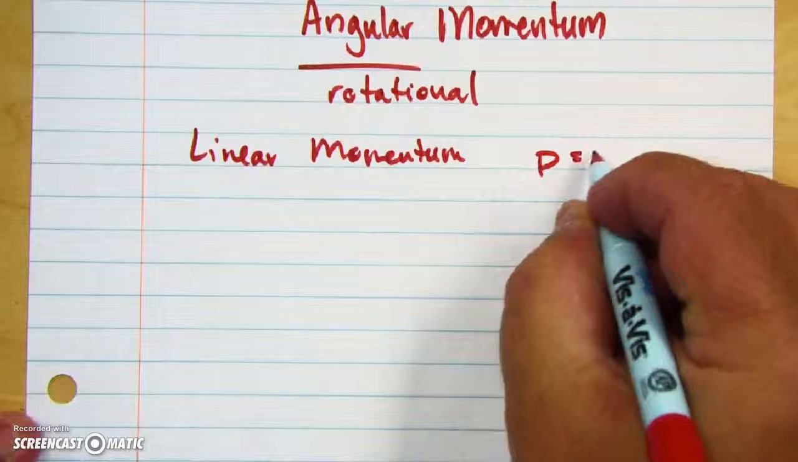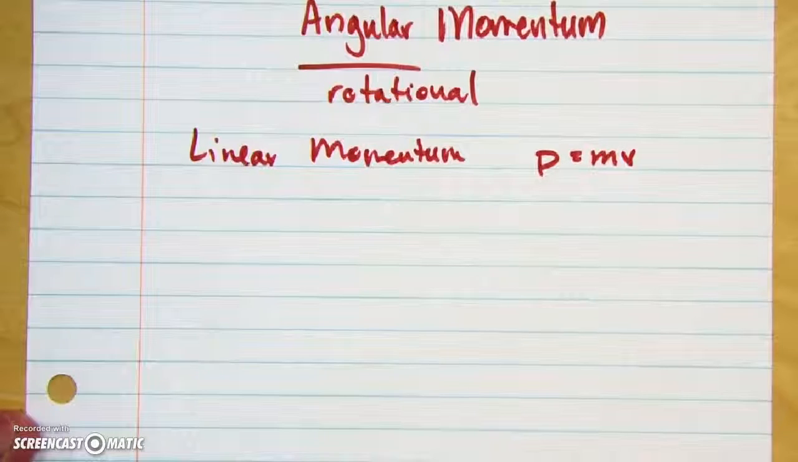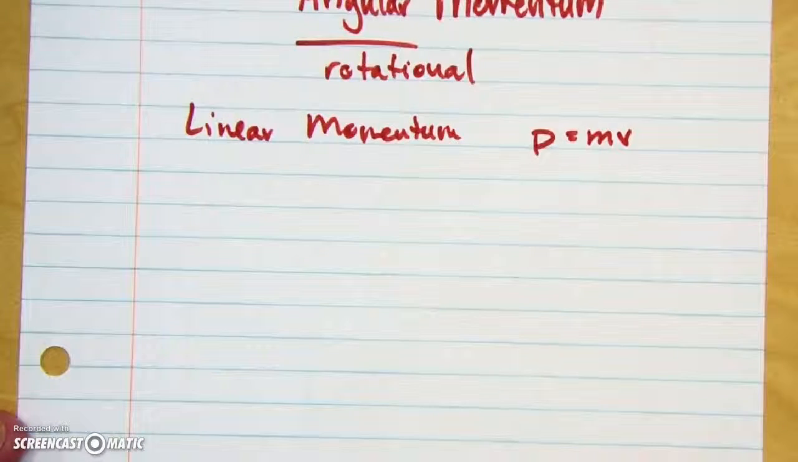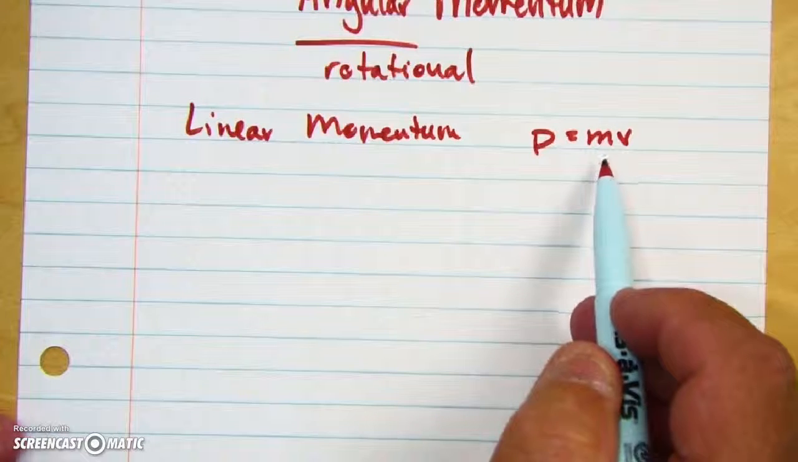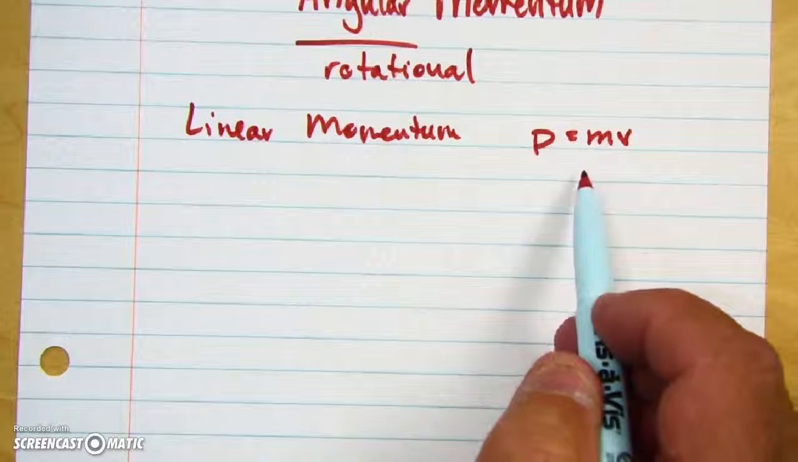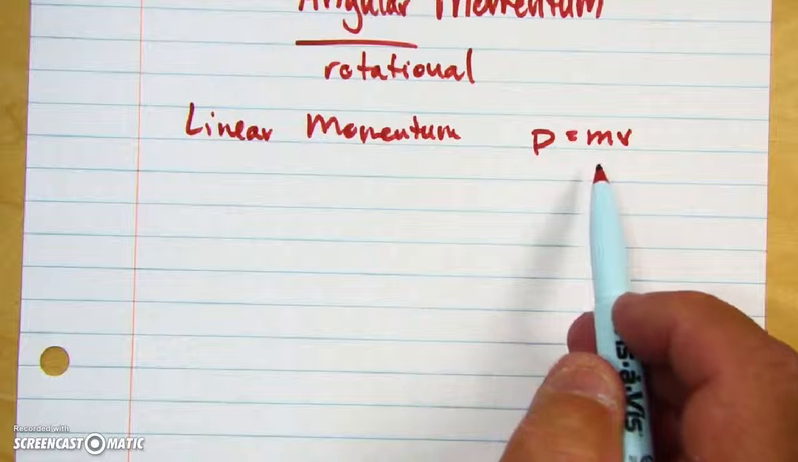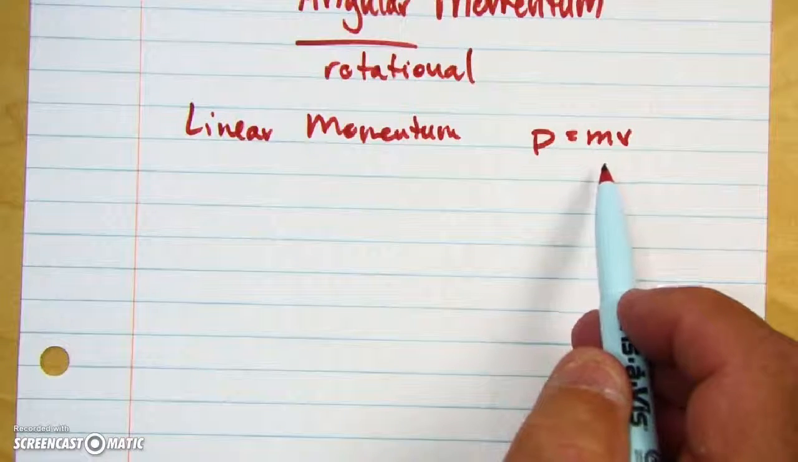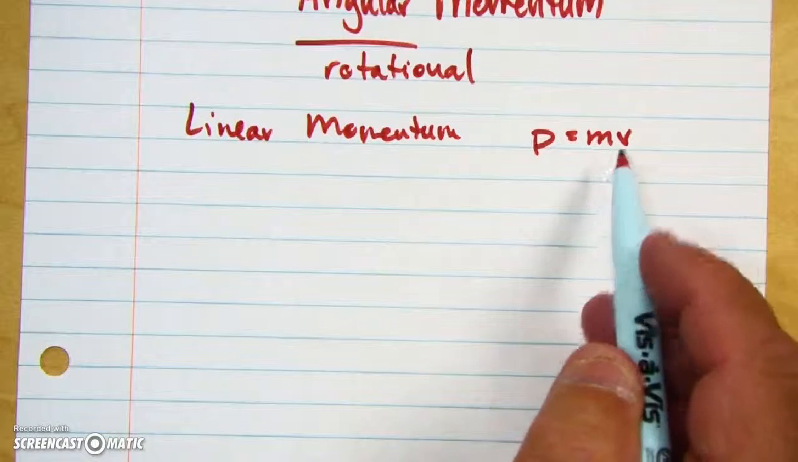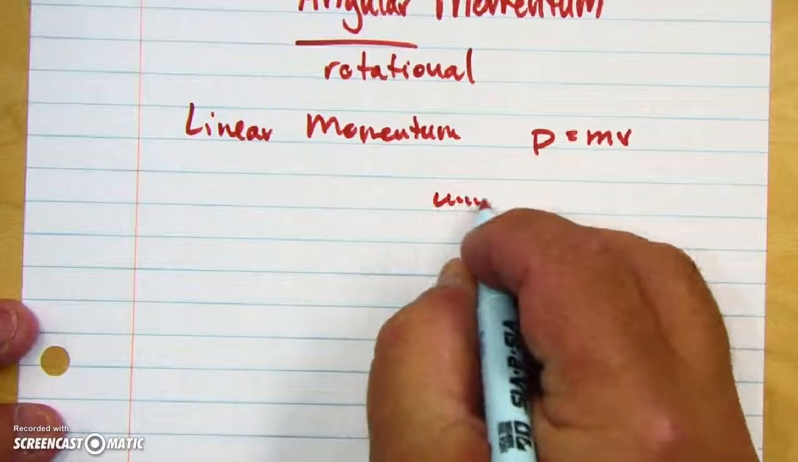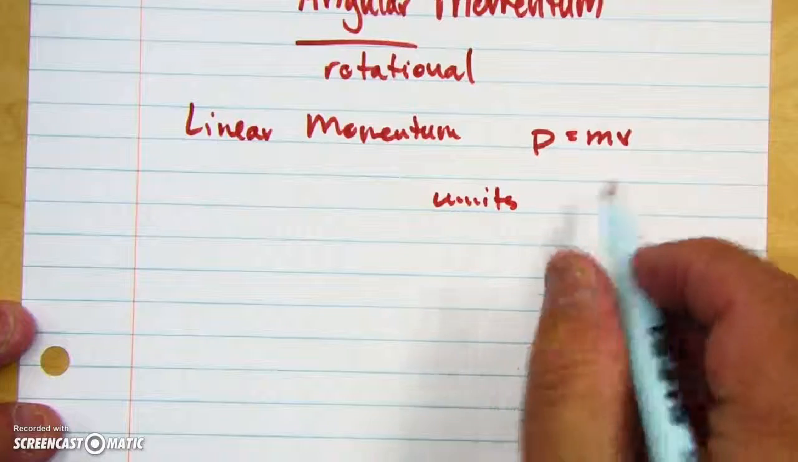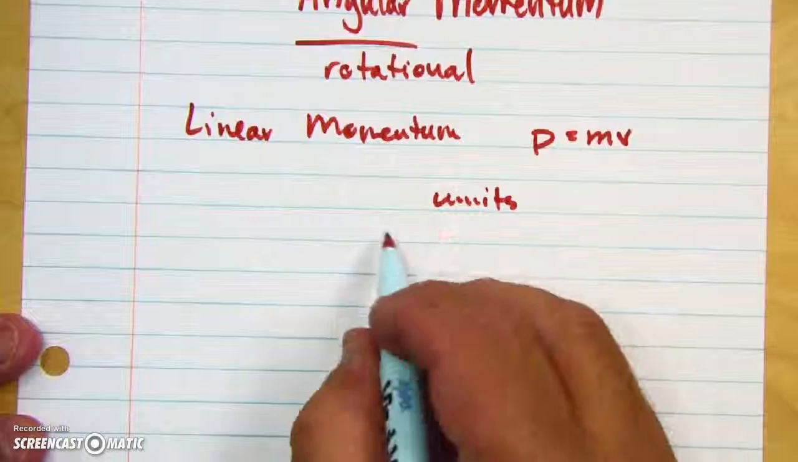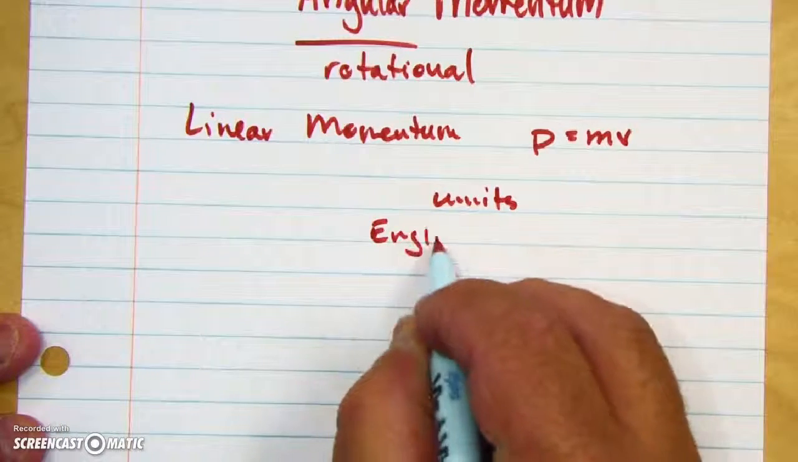Linear momentum is lowercase p, and p is equal to the product of mass times velocity. So it's a quantity of motion. It's kind of similar to energy. It's the number one thing that governs car crashes and collisions and stuff like that. Now, units real quick, because the units are going to be the same for angular momentum. Again, the English system is the weird one.